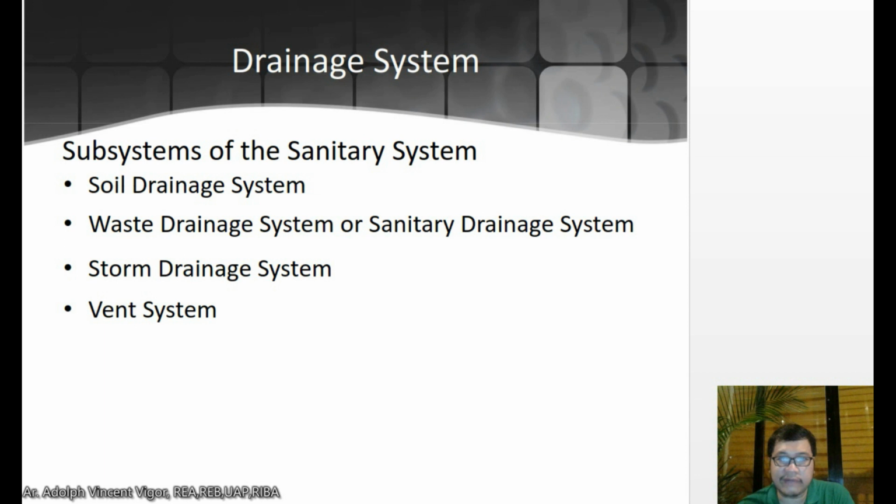These are the subsystems of the sanitary system. We have the soil drainage system, which contains the fecal matter. The waste drainage system, which contains the sanitary waste, except those containing fecal waste. Then the storm drainage system, which is the water coming from the rain and other sources. Then you have the vent system, which provides ventilation for the different subsystems. It prevents backflow and the rise of bad foul odor from the fixtures.